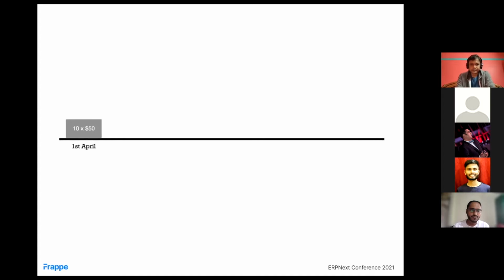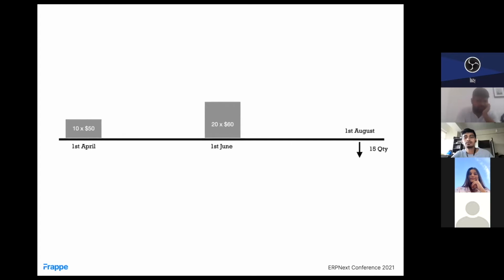Let's assume we purchase 10 quantity at $50 from a vendor on 1st of April. We have received one more lot of 20 quantity at $60 on 1st of June. And we have delivered 15 quantity to our customer. So as per FIFO, we will pick the 10 quantity from 1st April and the remaining 5 quantity from 1st June, and we'll book the cost.